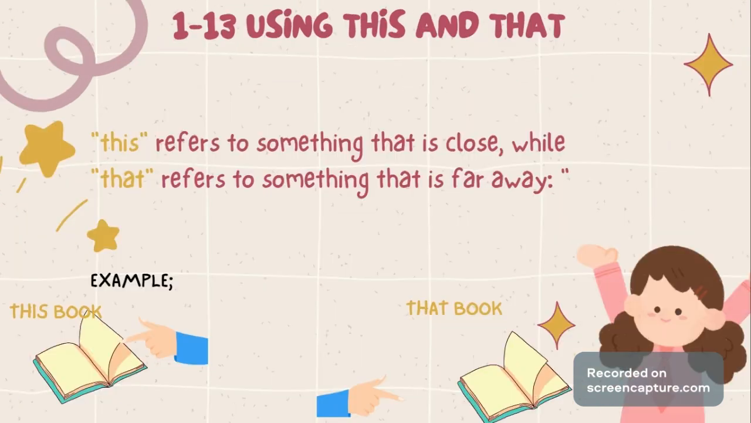And next, using this and that. So, this refers to something that is close, while that refers to something that is far away. As you can see in the example, this book means that the book you can touch. So, you point at it like this book. And if you use that, it means that the noun is far away from you. So, you cannot touch it. You just point at it from afar.